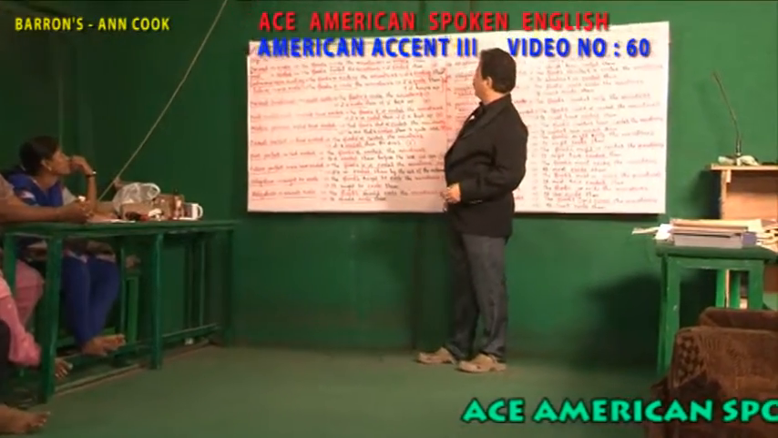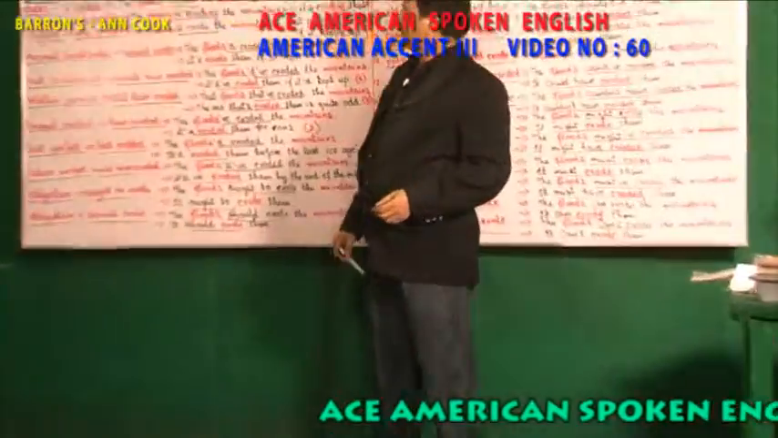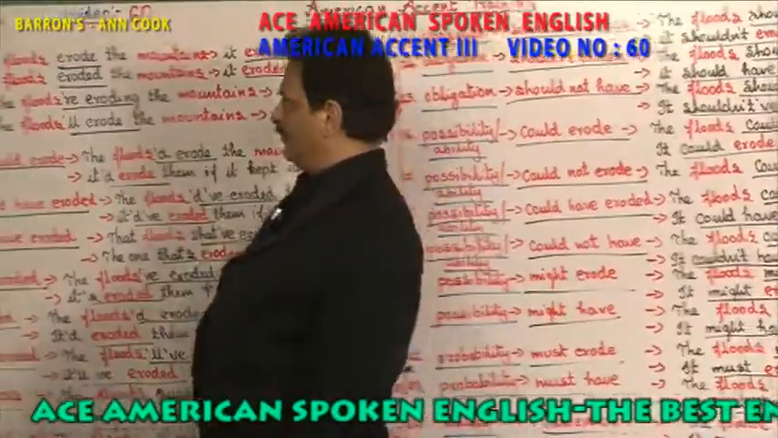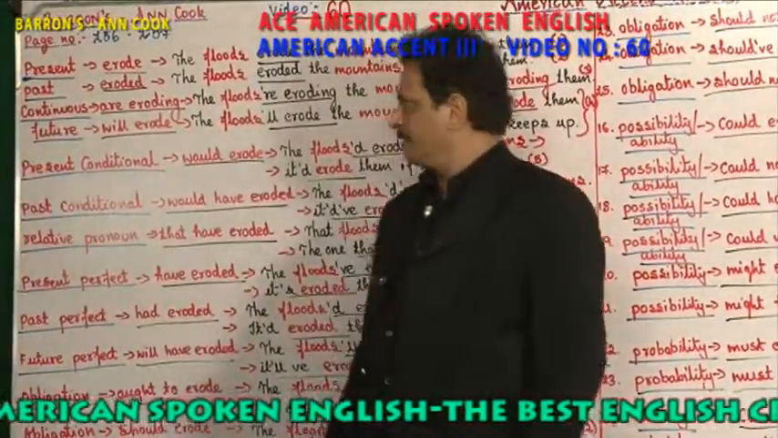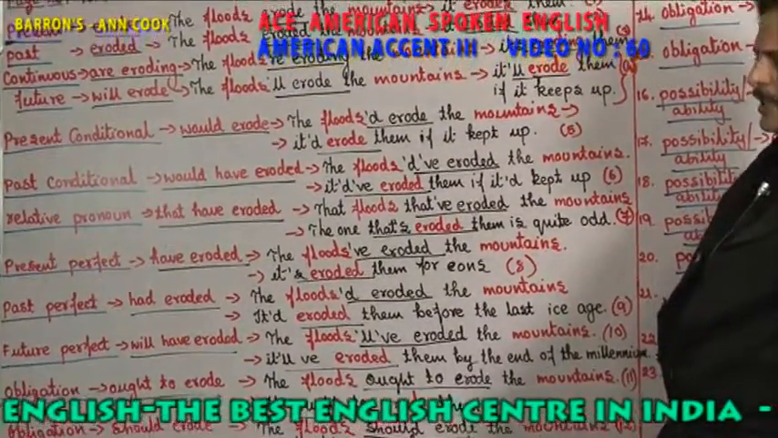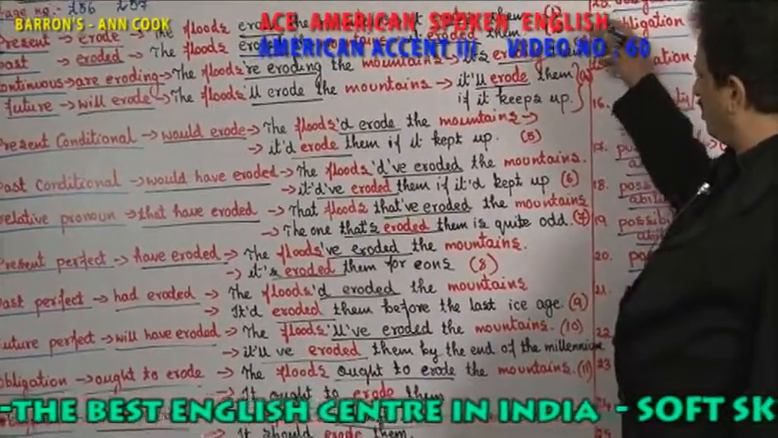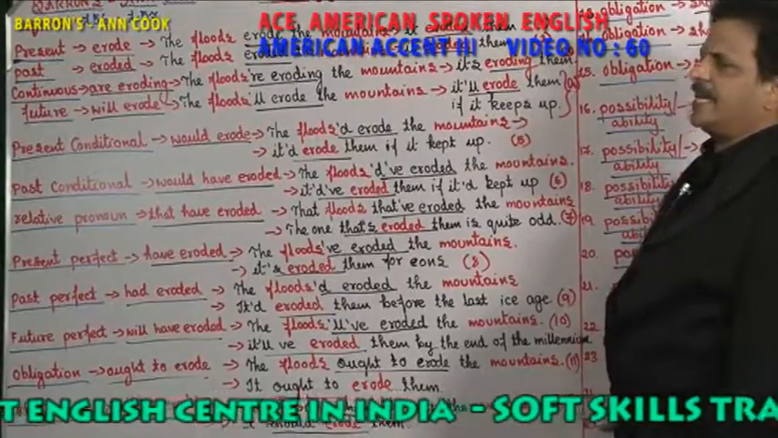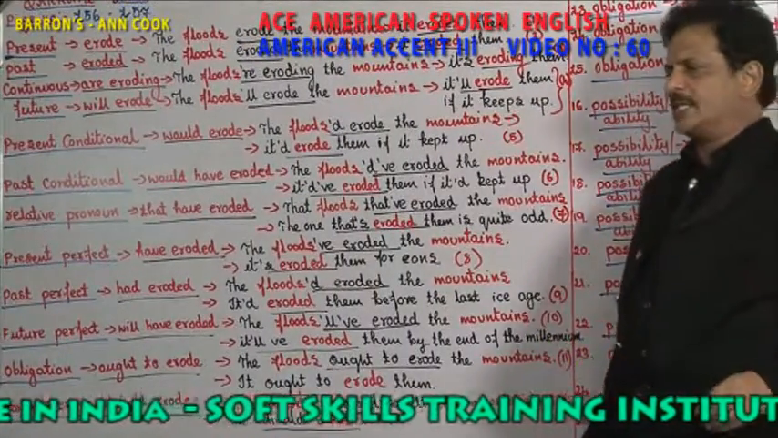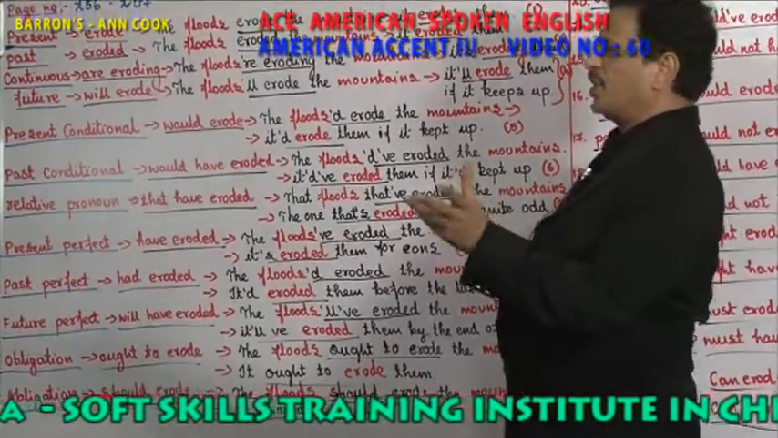We have come here to video number 60. It's American accent training number 3. We have come here to page number 156, 157. You're going to see the tenses: present, past, future. It goes in for 25 types of sentences. The subject and object is the same, but only the verb changes.